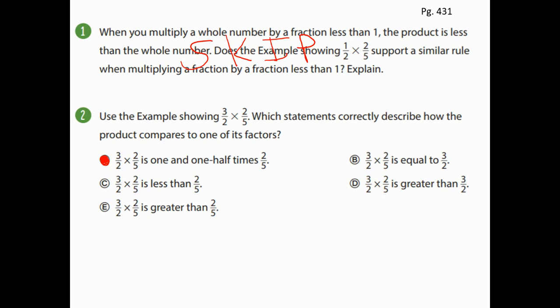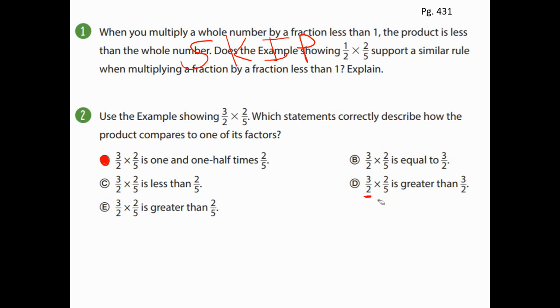B, 3 halves times 2 fifths is equal to 3 halves. So we're looking at 3 halves, and if it's going to be equal, we'd have to be multiplying it by 1. Well, 2 fifths is less than 1, definitely not 1. So B is not correct. C, 3 halves times 2 fifths is less than 2 fifths. So I'm looking at the number 2 fifths. I need something that's less. Well, 3 halves is more than 1. So that product is going to be greater than 2 fifths. Not going to work. D, 3 halves times 2 fifths is greater than 3 halves. So I'm looking at the number 3 halves. What am I multiplying it by? 2 fifths. Well, that's less than 1, so it cannot be greater. Will not work.